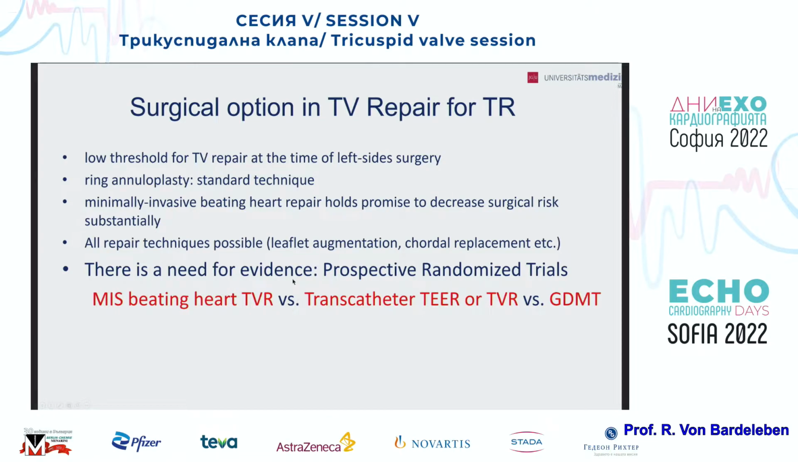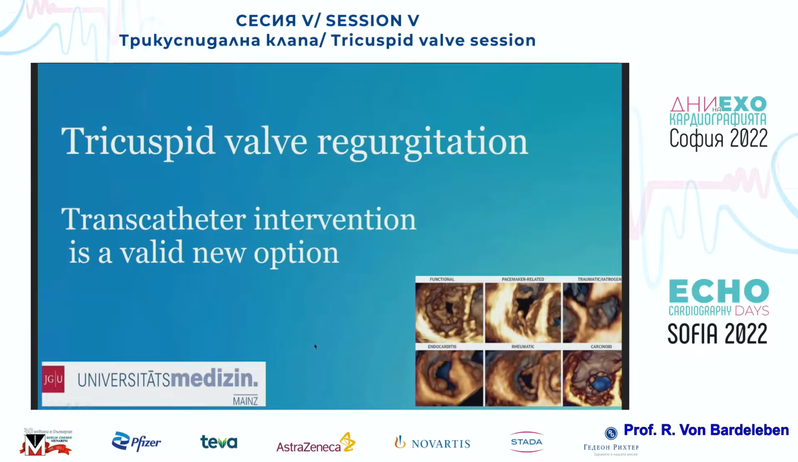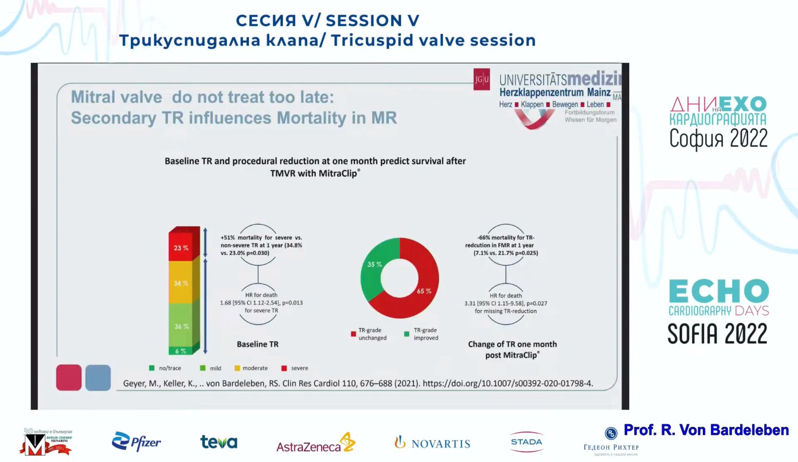So we also need, in surgery, randomized prospective trials: beating heart versus normal surgery, transcatheter TEER or TVR versus guideline-directed medical therapy. So I now come to the second part of my talk, which is the new transcatheter interventions, which is a valid new option for the patients.